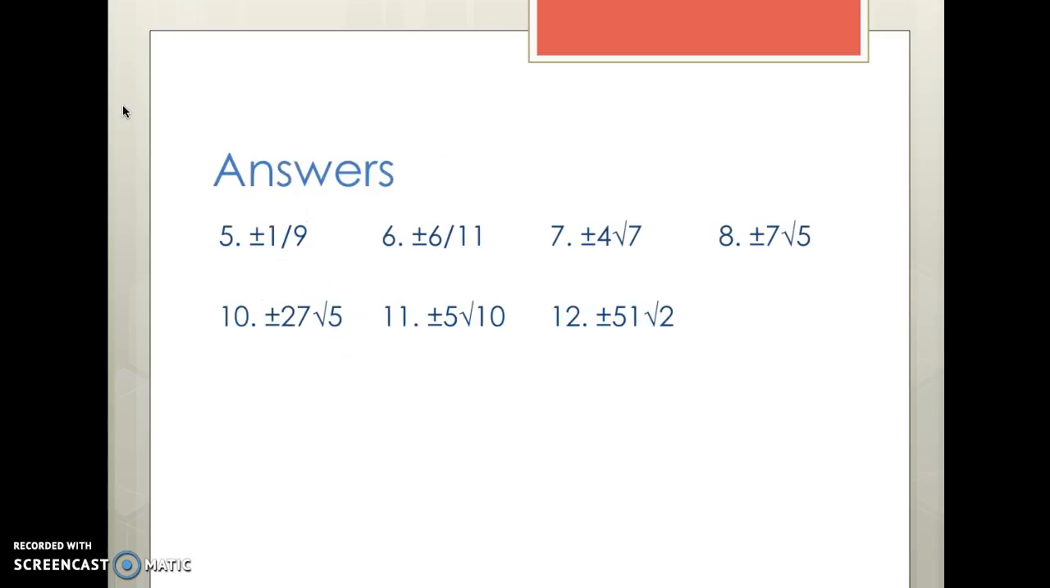The answers for the remaining problems should be number 5, plus or minus 1/9, number 6, plus or minus 6 over 11, number 7, 4 times the square root of 7, number 8 is 7 times the square root of 5, number 10 is 27 times the square root of 5, number 11 is 5 times the square root of 10, and number 12 is 51 times the square root of 2.